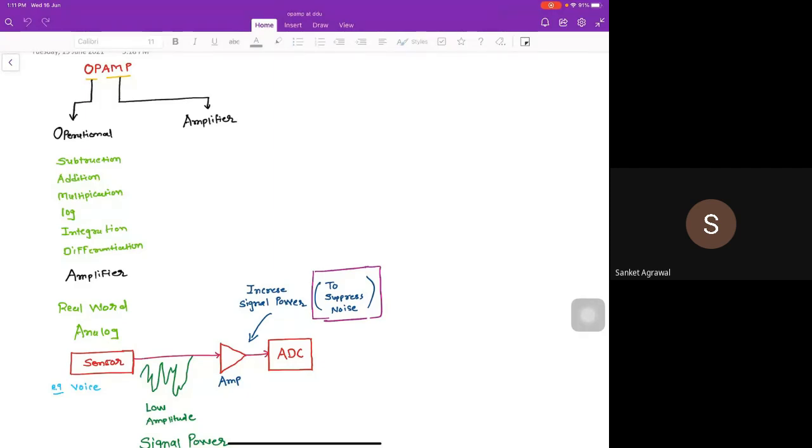Then that amplified signal is passed to the ADC, and then the processing is done in the digital domain and sent through the wire to reach the sound system. This is just an example, right? So we need an amplifier. That is the necessity of the amplifier.